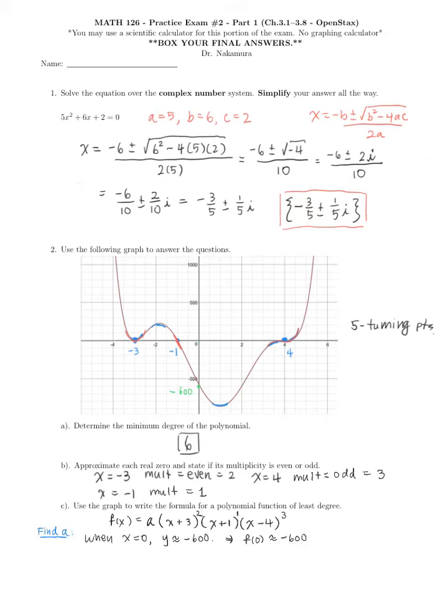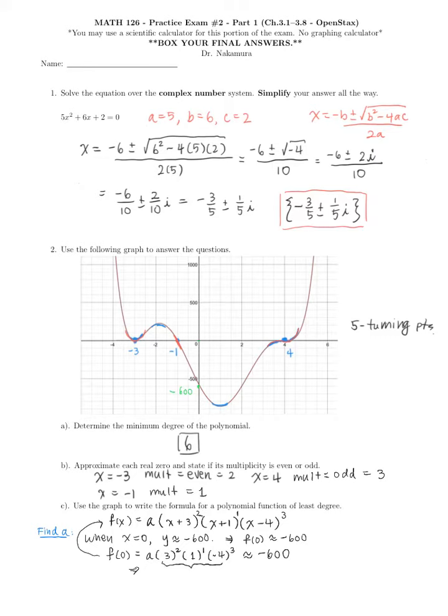And you know what? Let's compute f of 0 and then set that equal to negative 600 to solve for a. So ready? So we're going to be looking at the function over here. Now f of 0 is going to be a times 0 plus 3 squared. So that's going to be 3 squared. And then 0 plus 1 to the first. So that's 1 to the first. And 0 minus 4 to the third. So which will be negative 4 to the third. But look, that's all going to be approximately equal to negative 600. All right, so let's just multiply all these guys together.